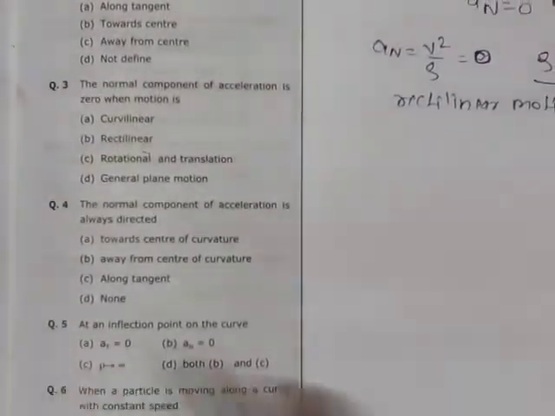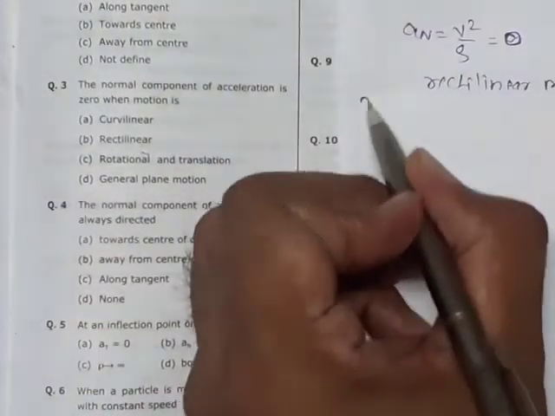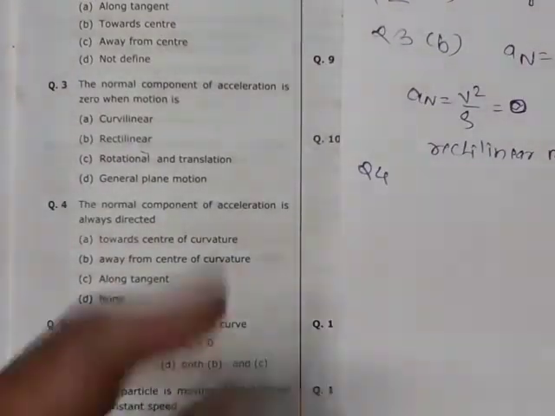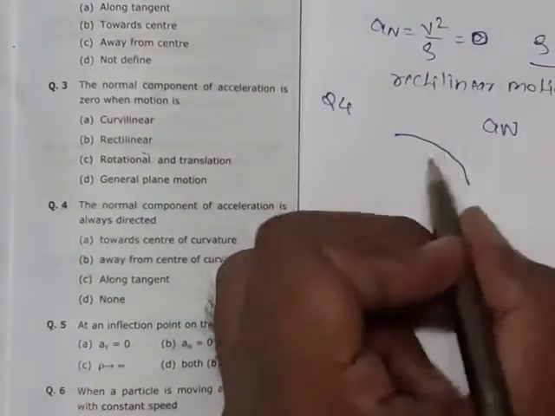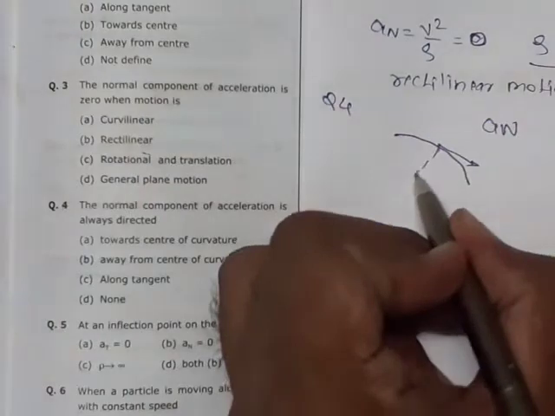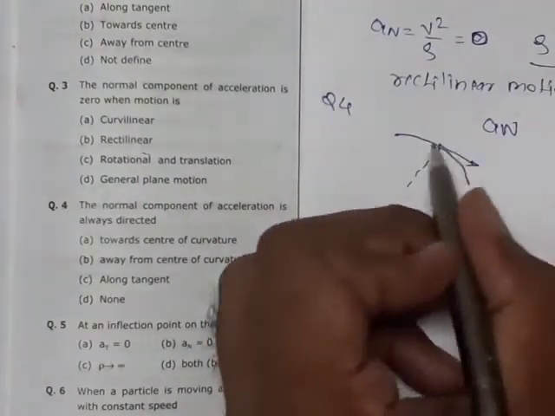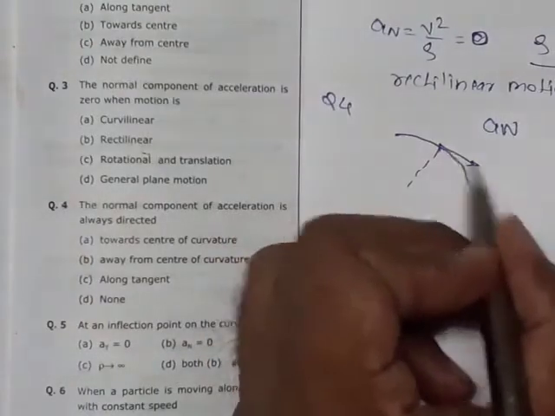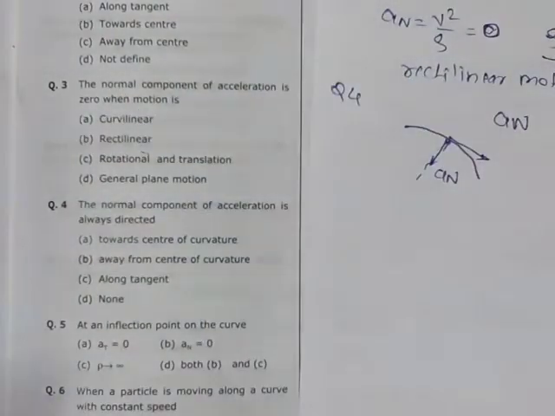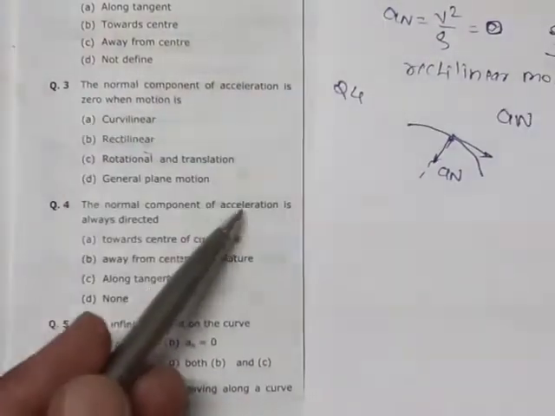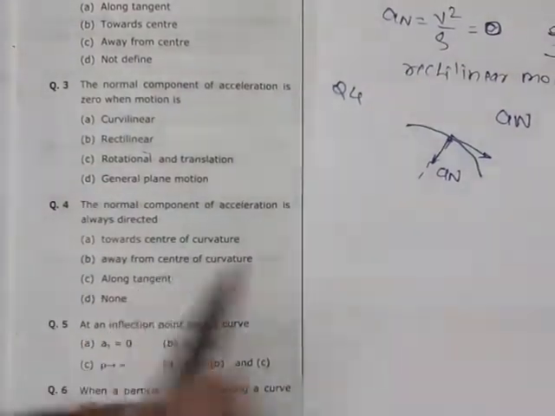Now let's see question 4. Question 4 is: the normal component of acceleration is directed towards the center of curvature, away from the center of curvature, along the tangent, and so on. They are asking about the an value. So what is the direction of an? Again I am drawing the curve, and this is, suppose, the tangential direction, and this is the direction towards the center of curvature. Whenever we are talking about a particle moving along a curve, the direction towards the center of curvature is our an direction. So for question 4, the normal component of acceleration is always directed towards the center of curvature, that is option A.